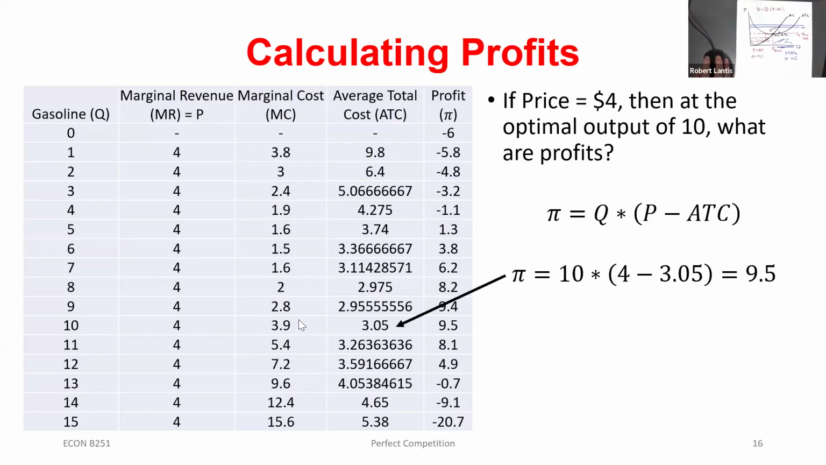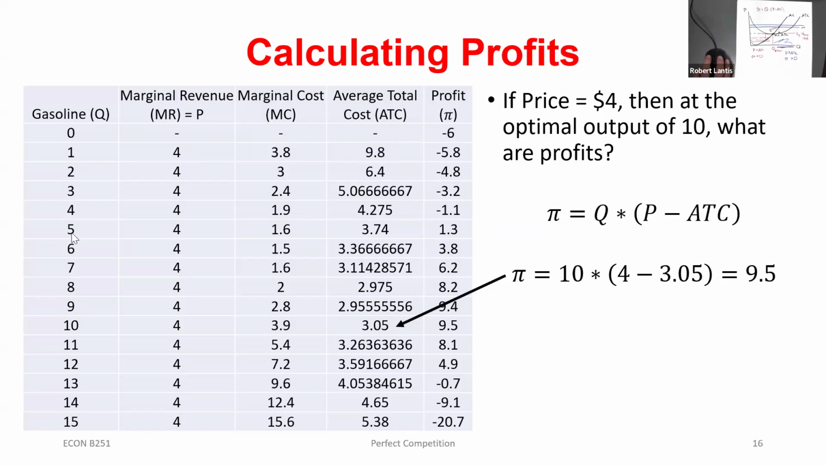Instead of using total revenue and total cost to calculate profits, I could also simply take the quantity times the difference between the price and the average total cost. So notice here, the easy one's at 1. What's the difference between the price, or the marginal revenue, and my average total cost? So that'd be negative 5.8 times the quantity of 1, so negative 5.8 was my profits. Well, what about, it's another easy one here. I can do the math in my head.